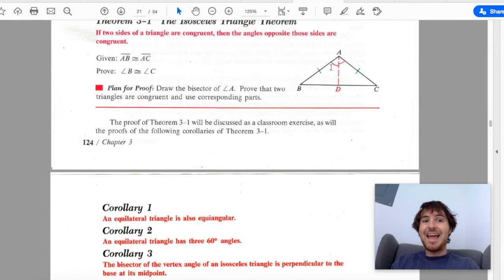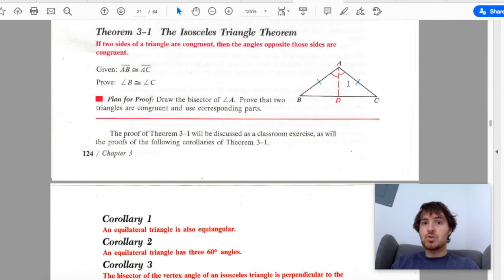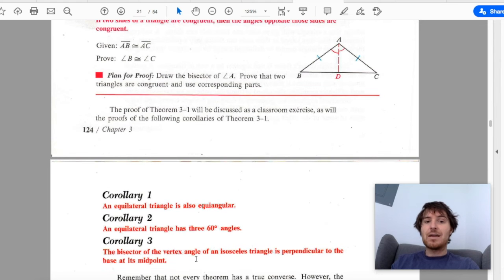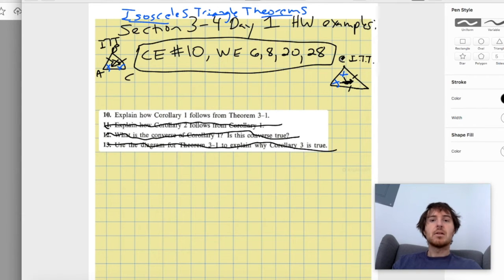You're going to use the diagram that you have here from the isosceles triangle theorem, theorem 3.1. Use that diagram. You should be able to explain why you would know corollary 3 is true. We've talked about the proof of that a couple times now, because this is very similar to question number 18 on your section 3.3 homework, okay? Anywho, let's go ahead and get into it.